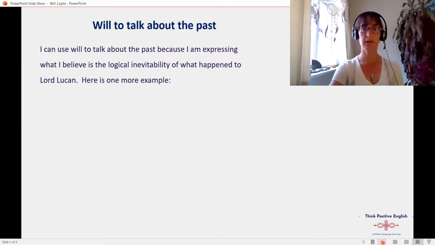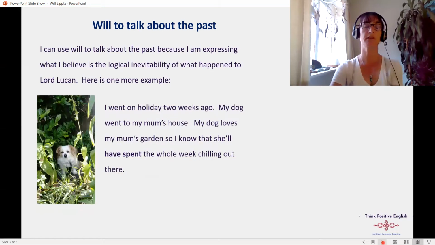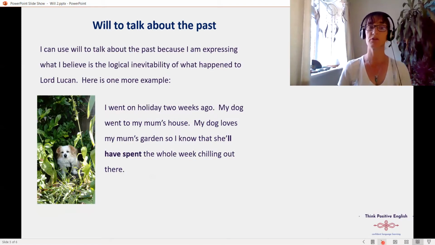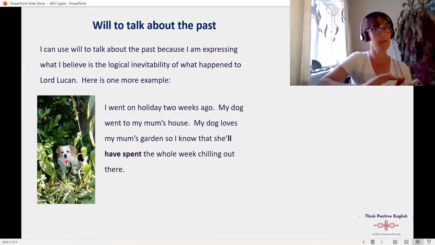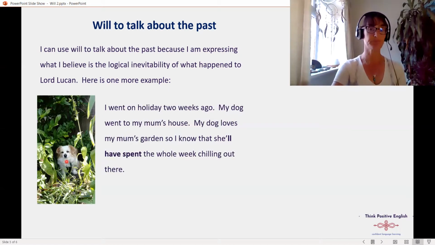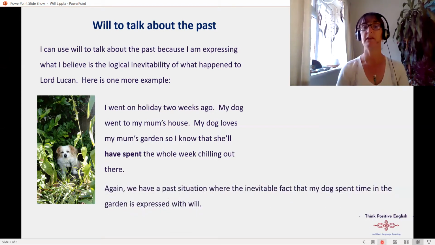Here's one more example. A couple of weeks ago, I went on holiday, and my little dog went to my mum's house. Now, my dog loves my mum's garden. My mum has a beautiful garden, and my dog spends all day out there when she can. So I know that my dog will have spent the whole week chilling out in this beautiful garden. And again, here's a past situation where there's an inevitable fact that the dog has spent all this time in the garden, and this inevitable fact is expressed with will.